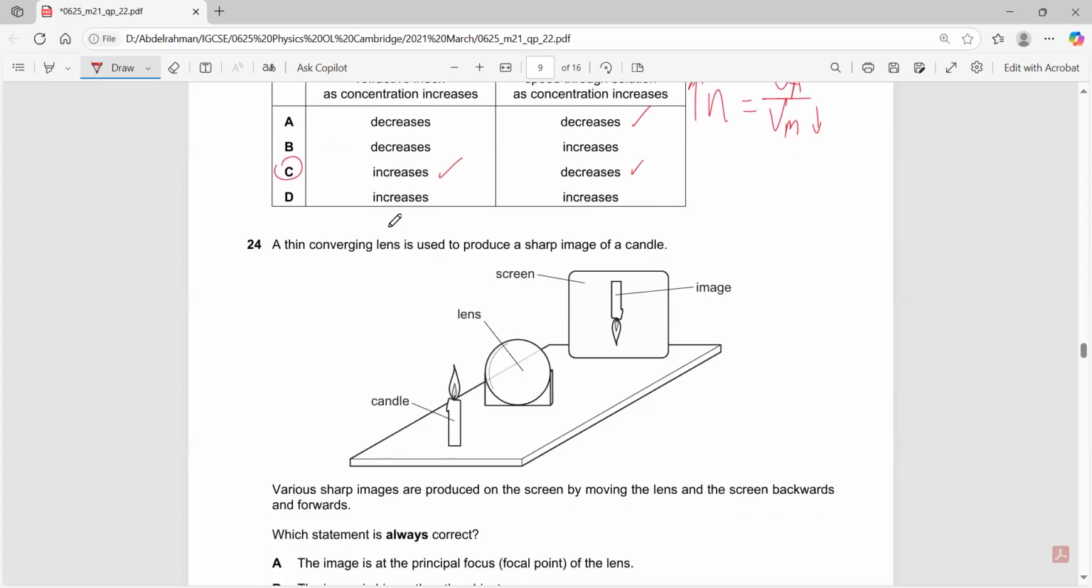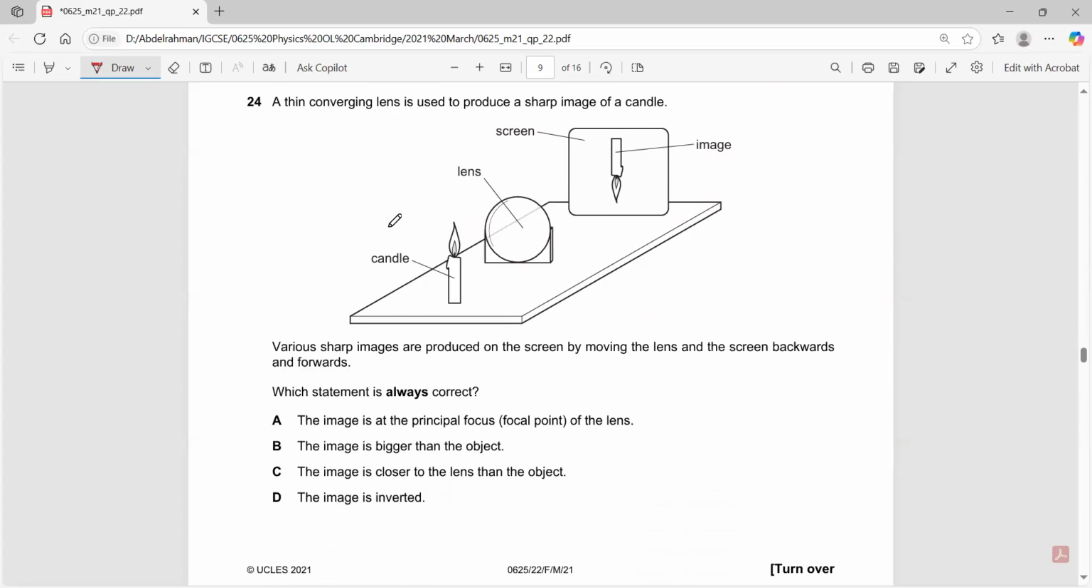A thin converging lens is used to produce a sharp image. Which statement is always correct? If you have a sharp image produced on a screen, is the image at the principal focus? No. Is it bigger than the object? Is it always bigger? No. Is the image closer? No. Is the image always inverted? Yes.